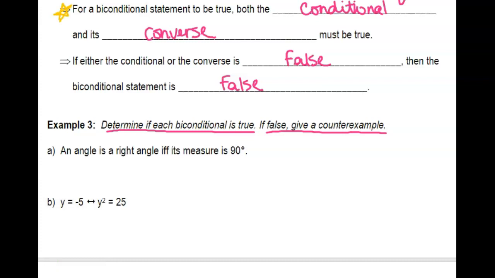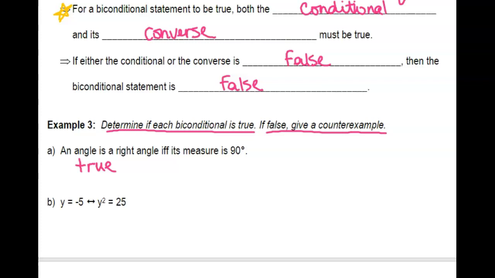So remember that in order for a biconditional statement to be true, you have to check that the conditional is true and the converse. So in example 3A, is it true that if an angle is a right angle, then its measure is 90 degrees? Yes. Is it true that if an angle has a measure of 90 degrees, then it's a right angle? Yes. So if both the conditional and the converse are true, then this biconditional is also true.